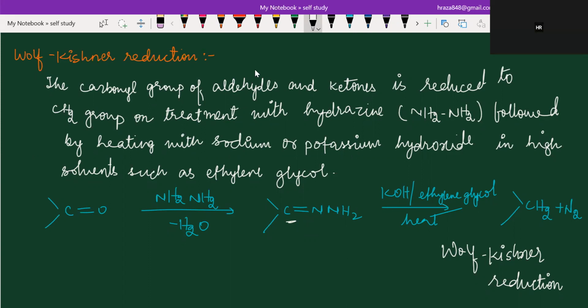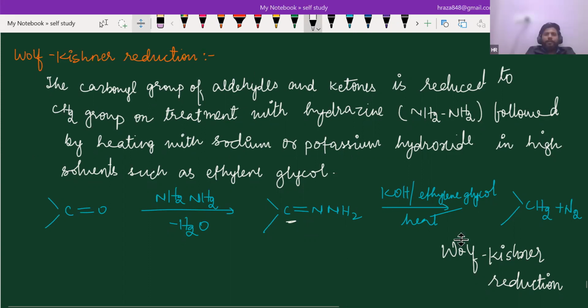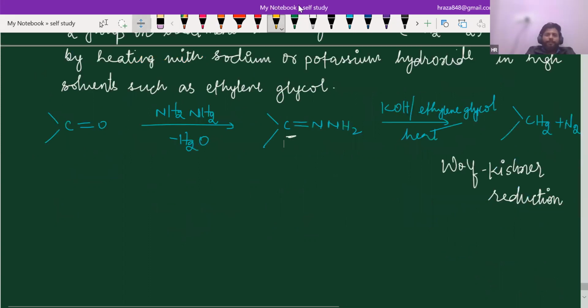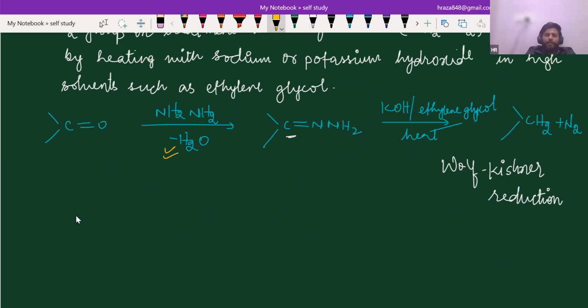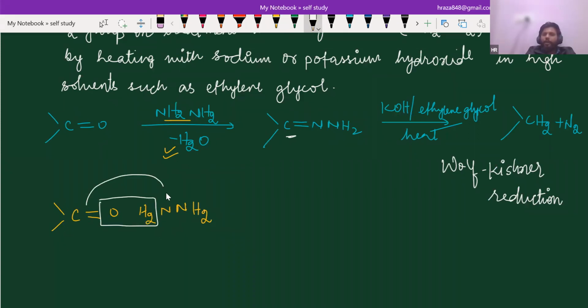Now I'm going to explain the mechanism, which is very easy to understand. You can see there will be removal of water, as you can see here. So I'm going to write C double bond O, and I'm going to write this reagent as H2N NH2. Can I write this? So just remove water from here, and you can see there will be a double bond between carbon and nitrogen now. So this will be the product that is formed.